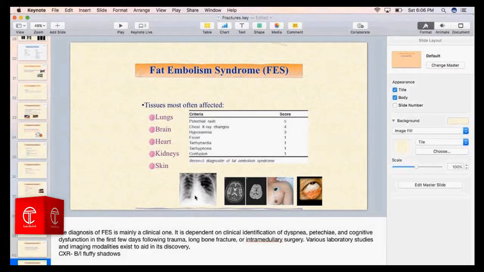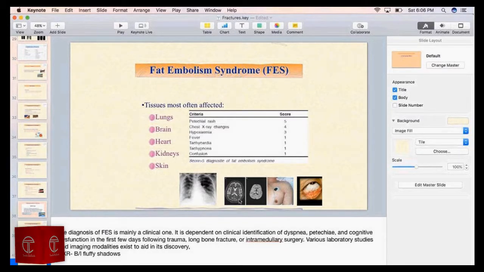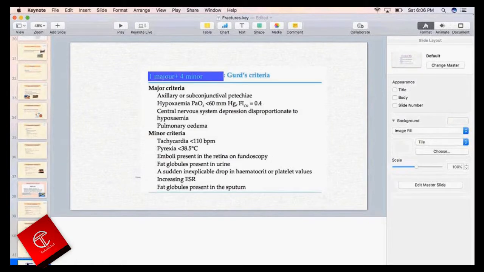Commonly it mainly affects the brain, so there will be disorientation, altered behavior, and so on. The lungs are characterized by tachypnea and hypoxemia, and of course petechial rashes on the skin. The most accepted criteria to diagnose fat embolism syndrome is Gurd's criteria. There are 4 major criteria and 7 minor criteria. I'm going through the major criteria.